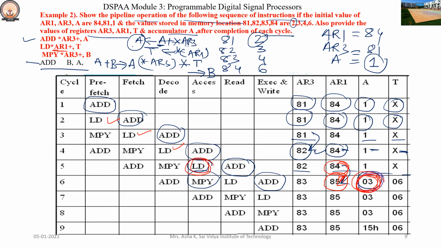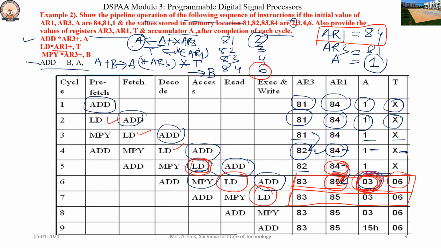The AR1 is pointing at 84. The content present in 84 is 6, and that is copied to the temporary register, that is T, when the load instruction is in the read phase itself. When it appears in the execute and write phase, there are no changes, and whatever the previous values are, they are retained as they are.